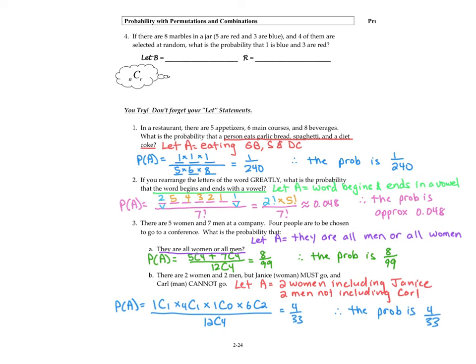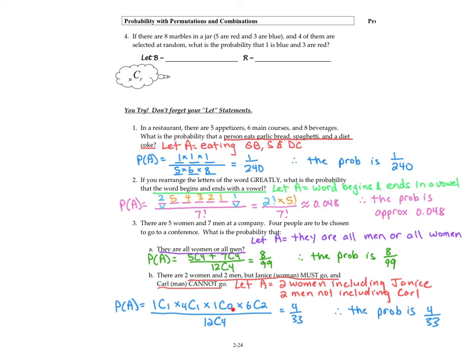And lastly, the question is asking what's the probability that there are 2 women, 2 men, Janice, who is a woman, must go, and Carl, who is a man, cannot go. So that's what your let statement is going to be. So for your probability, this is Janice. We have to choose her, which means there's 4 other women, because there was 5 women in total. There's 4 other women to choose 1 more, because with Janice, you need 1 more woman to make the 2 women.